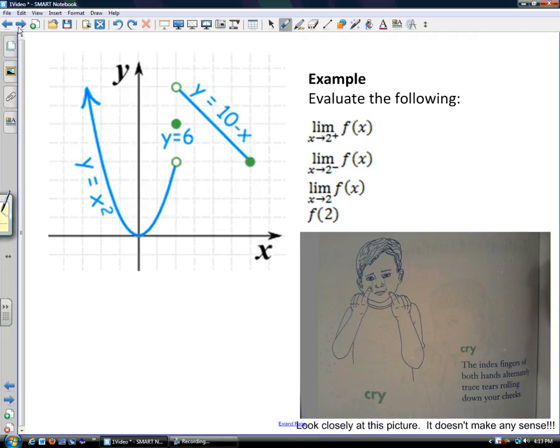Let's do an example. Evaluate the following. Here I have a piecewise function. The first question is asking, what is the limit as x goes to 2? Here's my x value of 2, and I'm approaching 2 from the right, so here's my function to the right of 2. I'm following this function along, going towards the x value of 2. And what is my y value approaching? That would be 8.